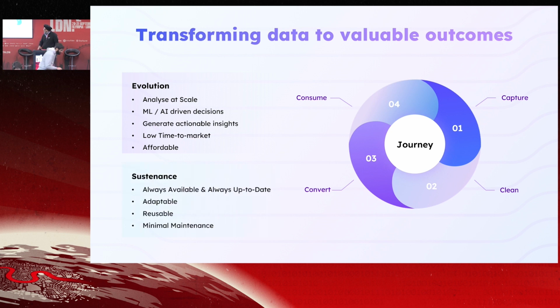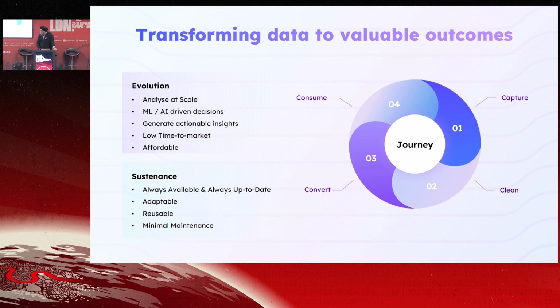What happens next? So once you are successful, you build one, then comes sustenance. Because you have to maintain that. You have to make sure that the solution which was built is always available and it's always up to date. So insights are real and are up to date. Businesses are changing, so the new changes that are coming in, you should be able to adapt to that. Since the solution worked for one problem, it should be reusable to solve similar such problems. And finally, there should be zero maintenance ideally. So you started with evolution, you build the use case, and you maintain sustenance. That's how we reach from data to valuable outcomes.